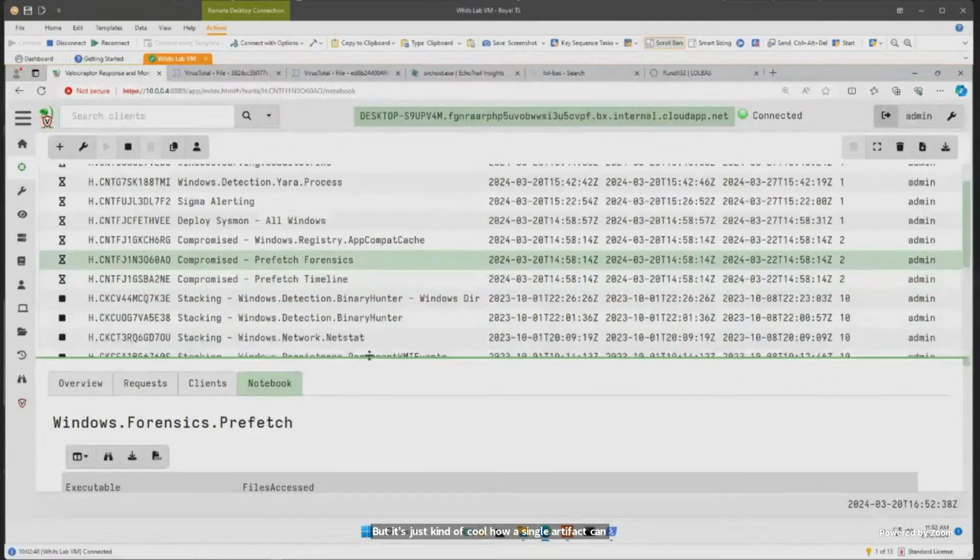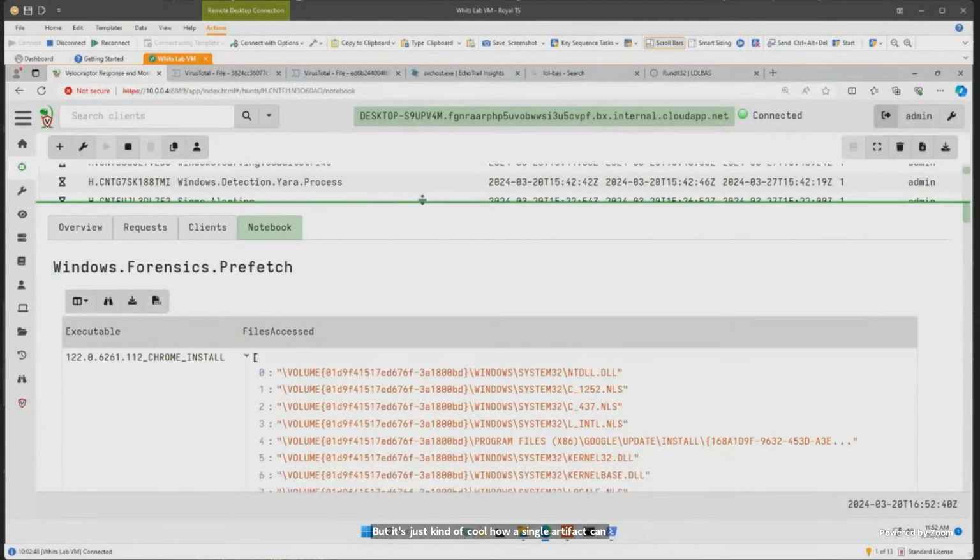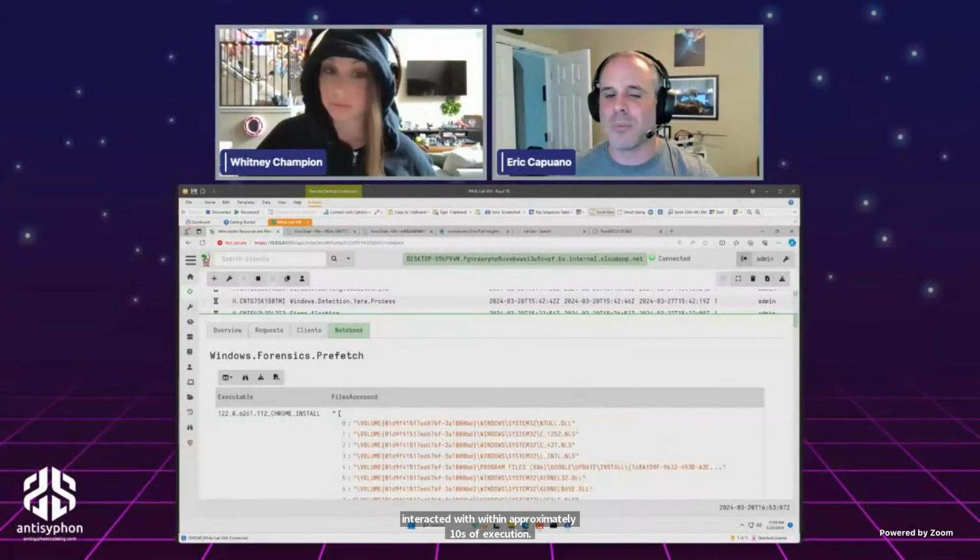But folks, what really gets interesting, one of my favorite things to talk about with the prefetch is when we have the ability to parse the internal data contained within prefetch, folks, this is where things get really cool. Because prefetch not only shows that a program executed, it also will show you all of the files and folders that that program interacted with within approximately 10 seconds of execution. All right, you might see where I'm going with this, right?